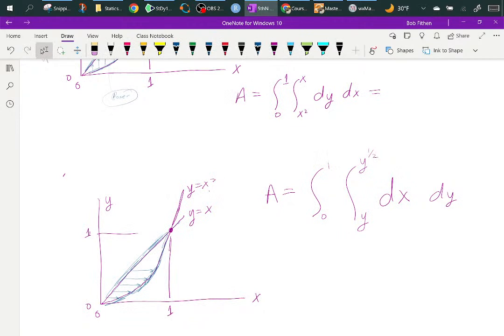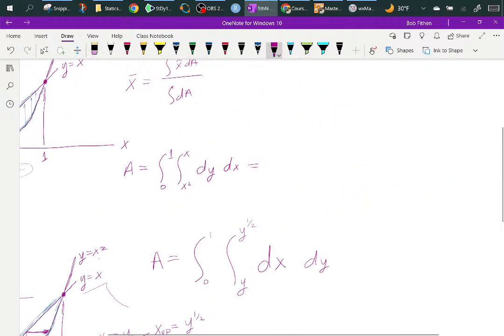Let me rephrase this. When I'm sweeping from left to right, and say I'm sweeping on this particular sweeping location, I need to know the x value, the x lower limit, and the x upper limit. The x lower limit comes from this equation, which is y. The x upper limit comes from this equation, but it is y to the 1/2. So that's why these are listed this way.